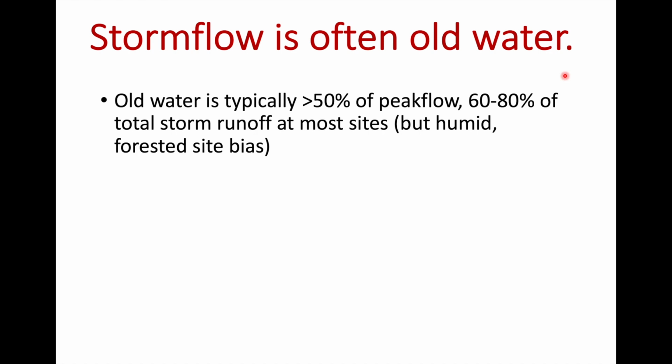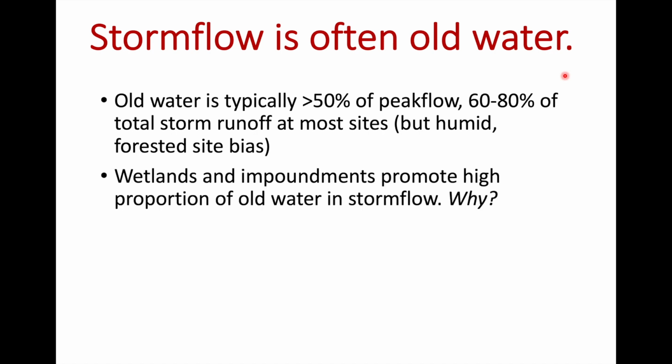A lot of the studies that have been done using hydrograph separation have been done in humid climates and in forested sites and in very small watersheds. So do add that little bit of filter to the way you understand things, because there are some important exceptions. If you have a lot of wetlands or impoundments, reservoirs, or lakes in your watershed, you tend to get a high portion of old water, because those are, again, places that have relatively high volumes of old water that can be stored. And then when rain falls on those wetlands or lakes, it pushes out the old water into the stream.